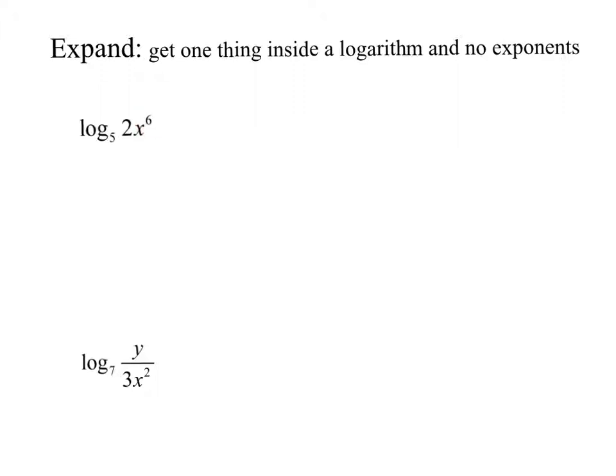So the first thing you do is you separate stuff out. This 2 and the x are being multiplied. So I'm going to use that first rule to say that this is log base 5 of 2 plus log base 5 of x to the 6th. So that was the first rule, where I have these two things being multiplied. I separate it out into a plus.